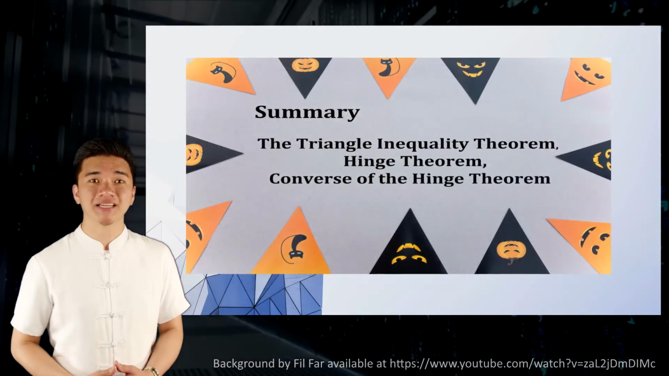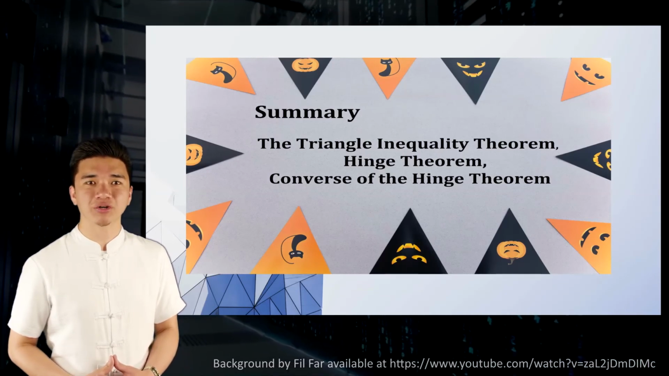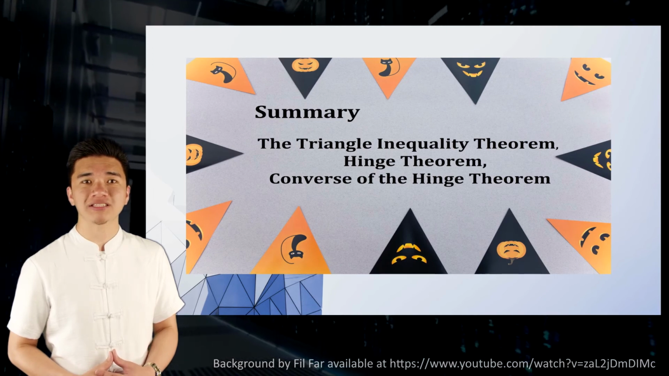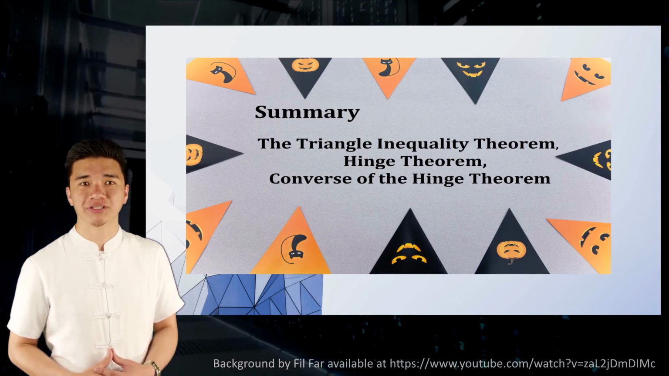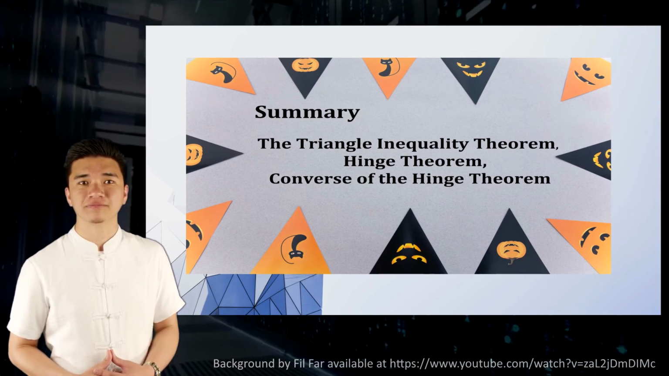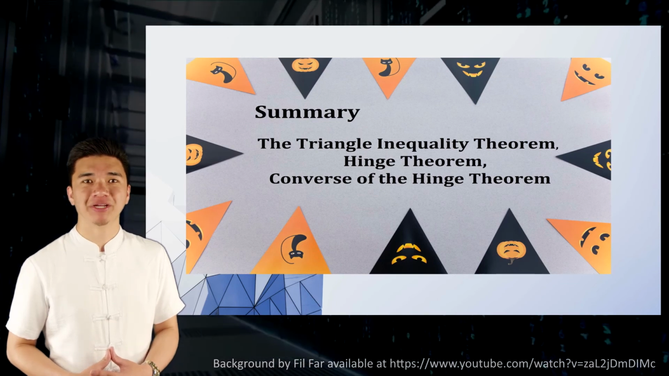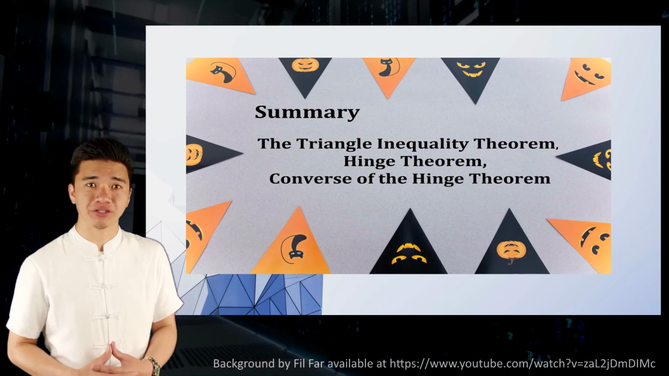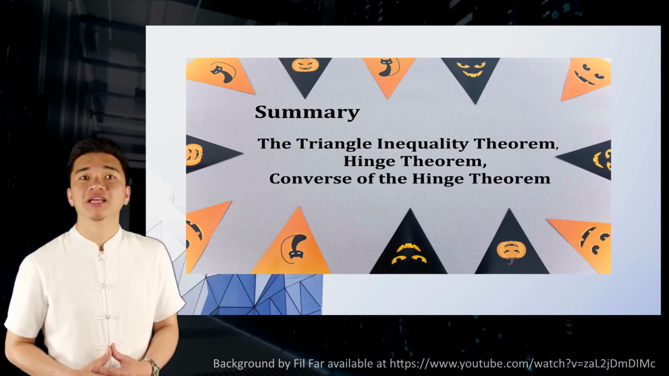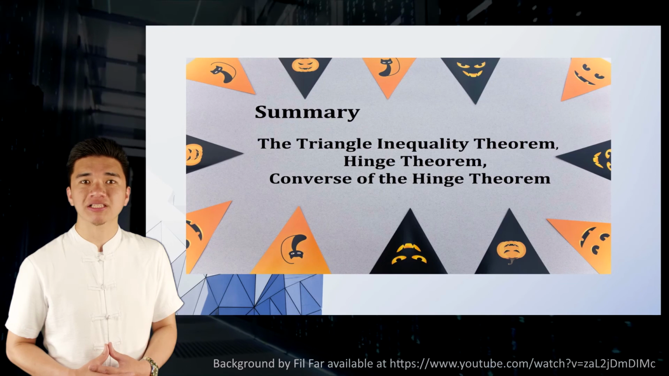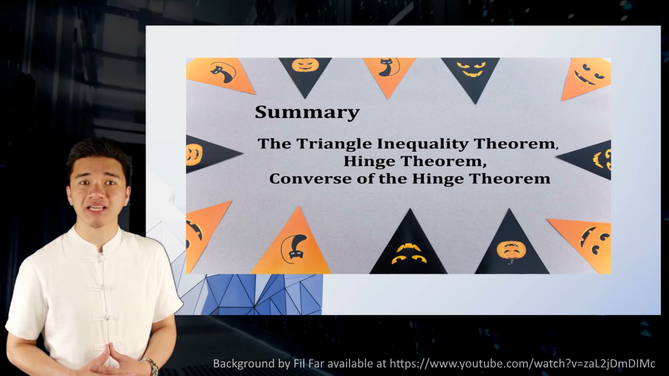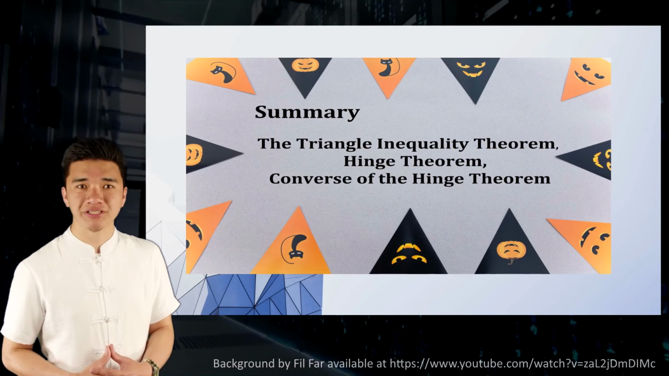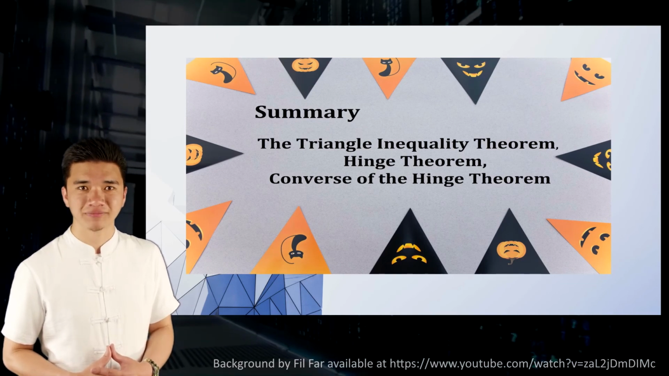To summarize, the triangle inequality theorem: in a triangle, the sum of the lengths of any two sides is greater than the length of the third side. Hinge theorem: if two sides of one triangle are congruent to two sides of another triangle, but the included angle of the first triangle is larger than the included angle of the second, then the third side of the first triangle is longer than the third side of the second triangle.